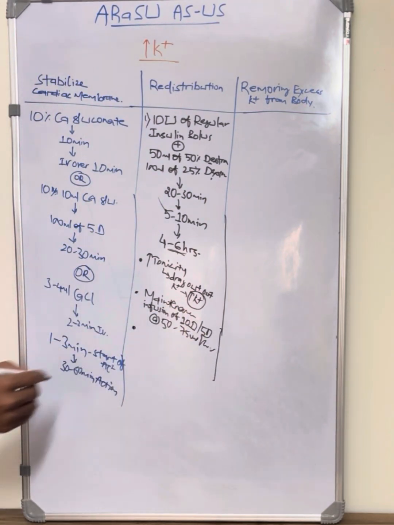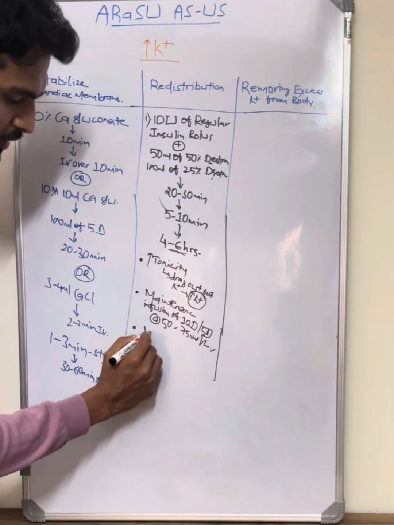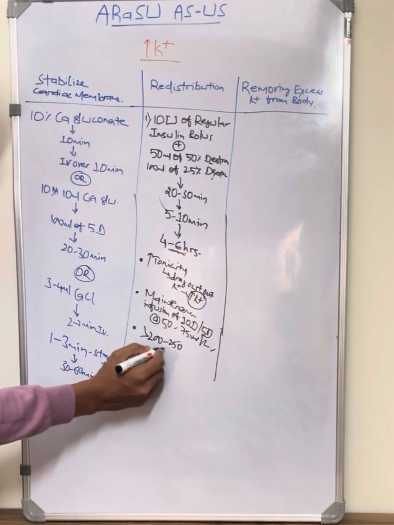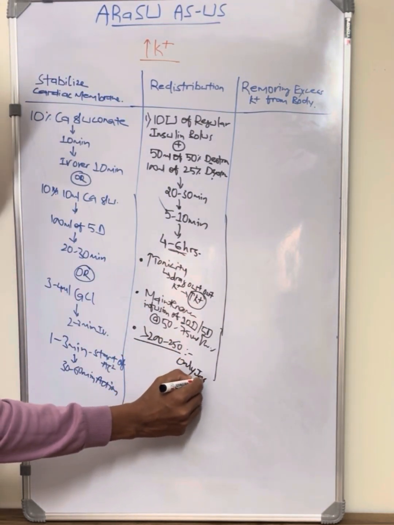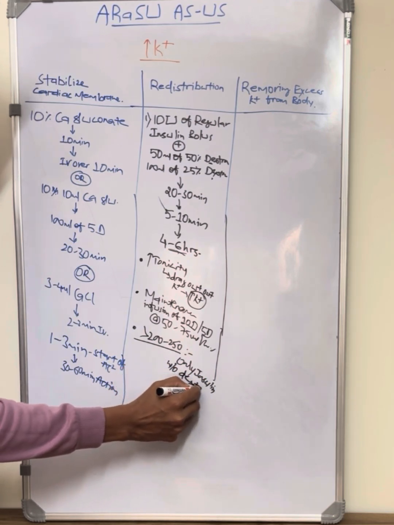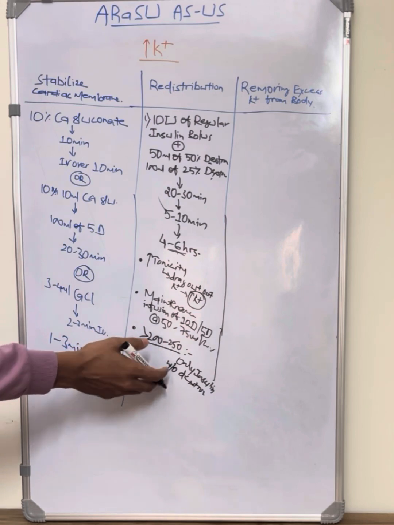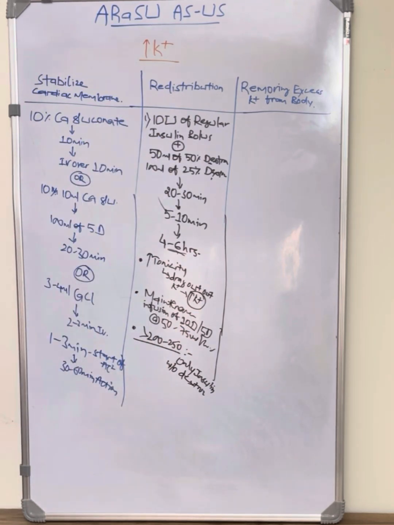The third one is, what if the individual is already diabetic, or the baseline sugars are already high, more than 200 to 250 blood sugar level? At that time we can give only insulin without dextrose. This can be given if we are worried about hyperglycemia in this state. So these are the three important things when it comes to redistribution.